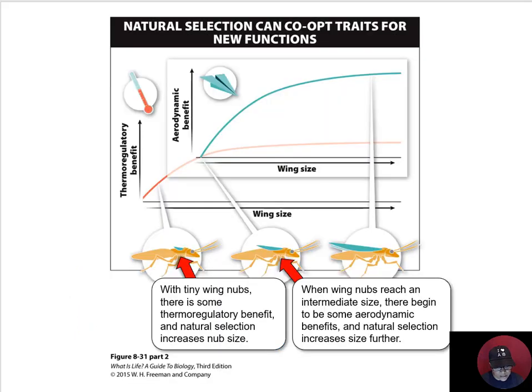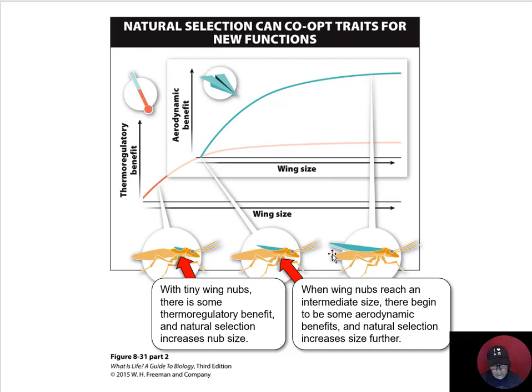We can see that here when we take a look at these insects. And here we have temperature. This is the thermoregulatory benefit, right? We're looking at the insect, and they have these tiny little wing nubs that can sometimes be used for thermoregulatory benefit. And so natural selection starts to select for insects that have these larger wing nubs, right? Because they actually do better when it's hot.